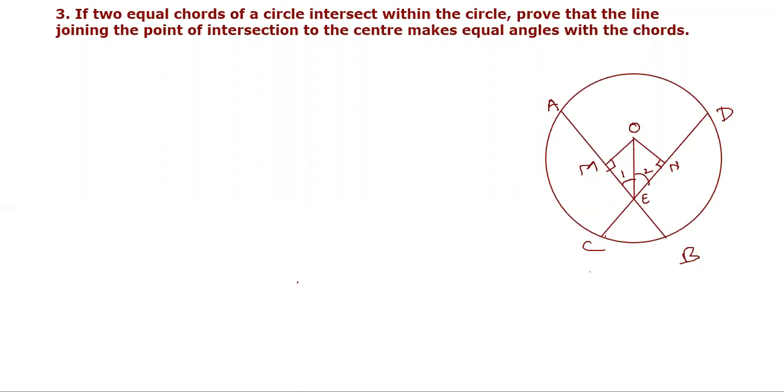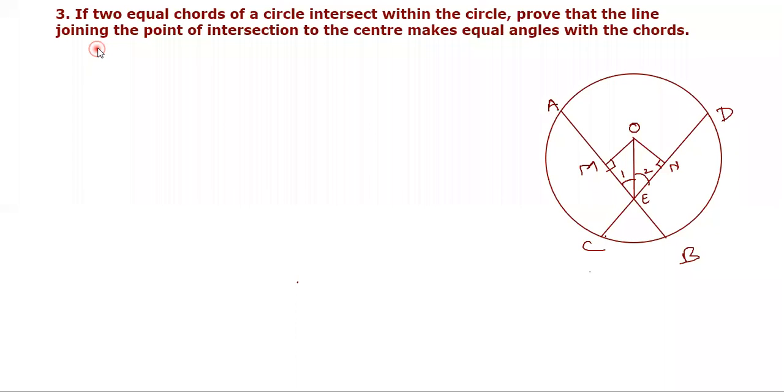Question number 3, two equal chords. As given in the question, equal chords, so AB is equal to CD. These are two equal chords, and they are intersecting within the circle. So we have to draw it like this. If it is not given as intersecting, we could draw two equal chords anywhere. That's why it is always given intersecting within the circle.